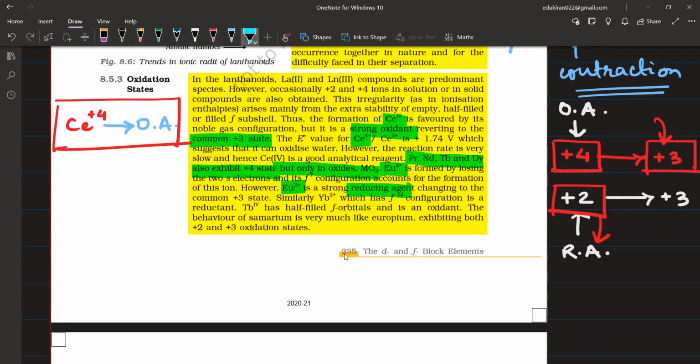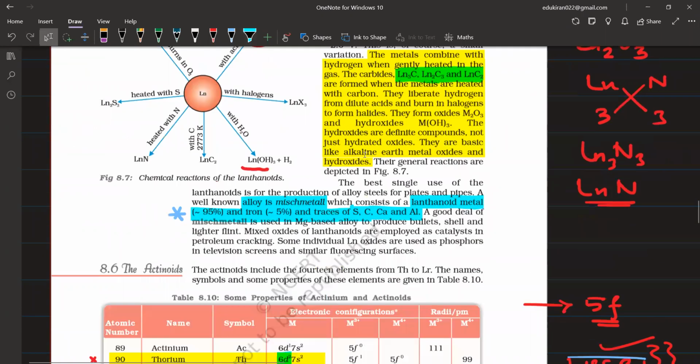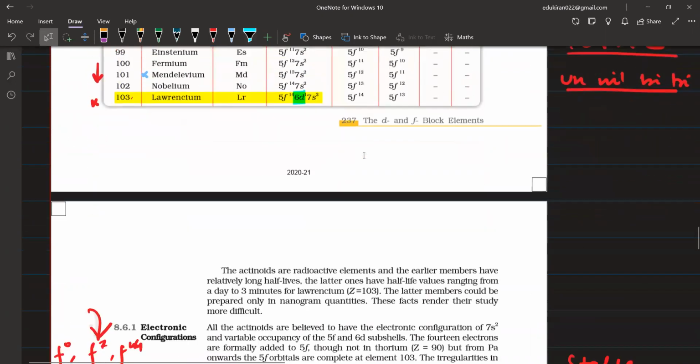सिमिलरली आप यहाँ पे देखिए, ytterbium 2+ which has 4f14 कॉन्फ़िगरेशन, ठीक है, 4f14 कॉन्फ़िगरेशन, लेकिन फिर भी ये क्या है, it is a reducing, that means it is a reducing agent. ये अभी भी रिड्यूसिंग एजेंट है, +2 से +3 में ही जाना है इसको, even though it has 4f14 इलेक्ट्रॉनिक कॉन्फ़िगरेशन. ठीक है, चलिए तो आपके पास f ब्लॉक एलिमेंट्स में यही है.